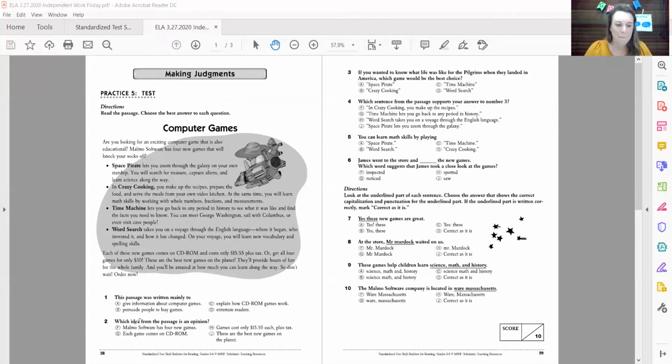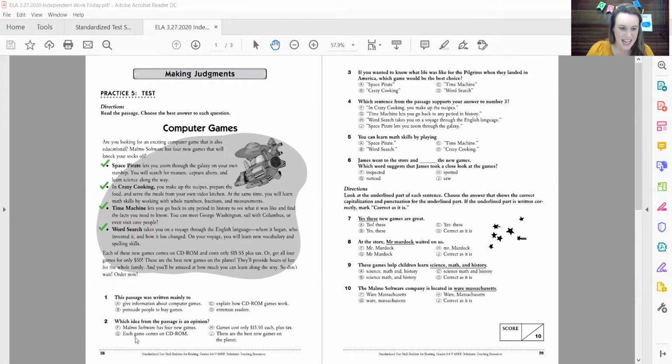Let's see. Melmo Software has 4 new games. Well, that's a fact. They do. They have 4 new games right here. Look. Hold on. 1, 2, 3, 4. They have 4 new games. So you can't argue with that. No one can say, no, they don't. So let's do the next one.